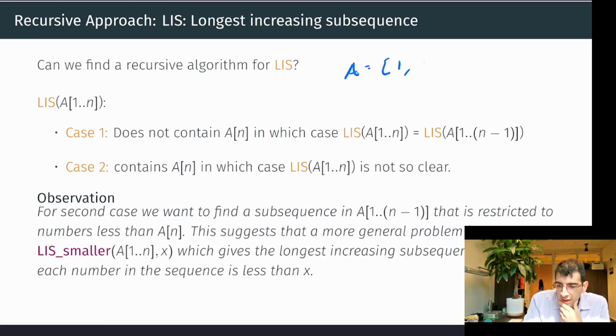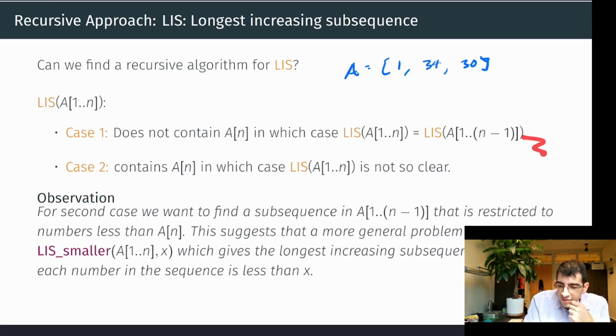Right? So if a of n is 1, 34, 30, if 30 is part of the longest increasing subsequence, it means that we can't put 34 in the longest increasing subsequence down the line. Okay, but maybe that's not a bad thing. Maybe 34 is not part of the longest increasing subsequence, right? But maybe it is. So that's why we have two cases.